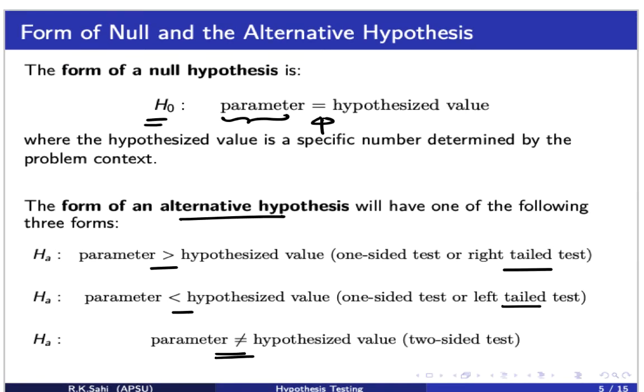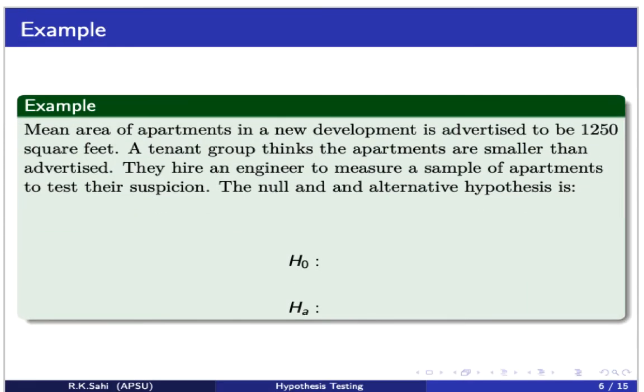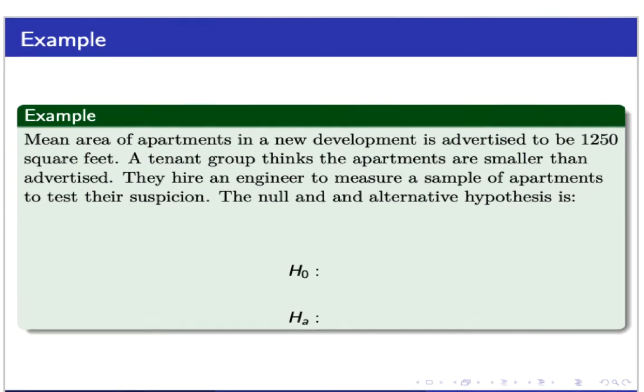A quick example once again, we're going to look at the mean area of apartments in a new development, which was advertised to be 1250 square feet. And a tenant group thinks, oh no, the apartments are too small. Okay, here's the key point: small and mean square feet. So what they do is they have a suspicion, they hire an engineer to measure a sample of these apartments. So what would be the null and the alternative hypothesis?